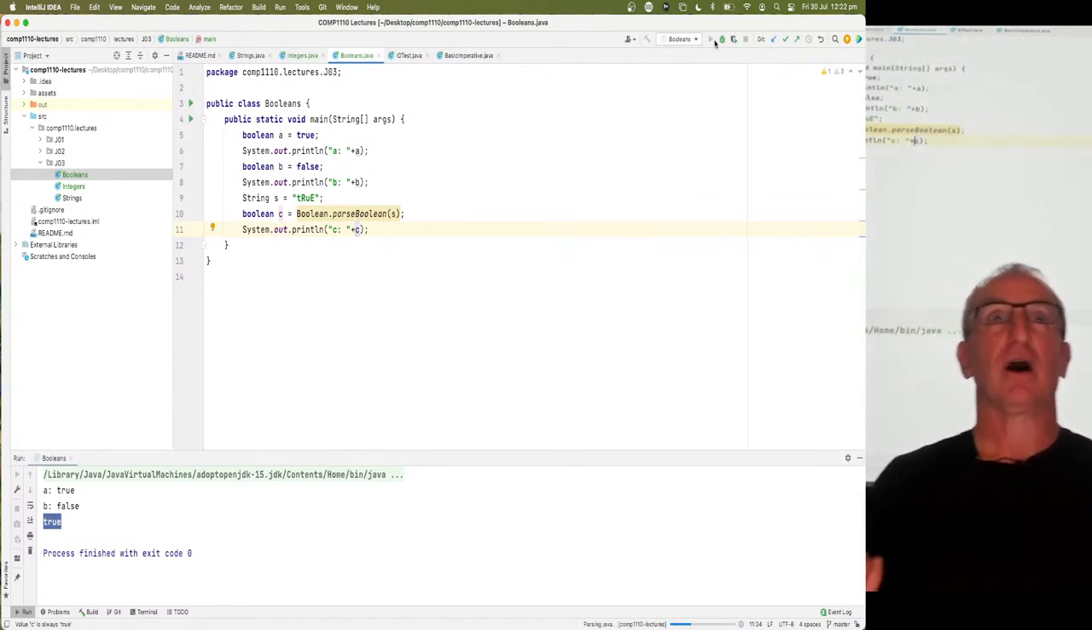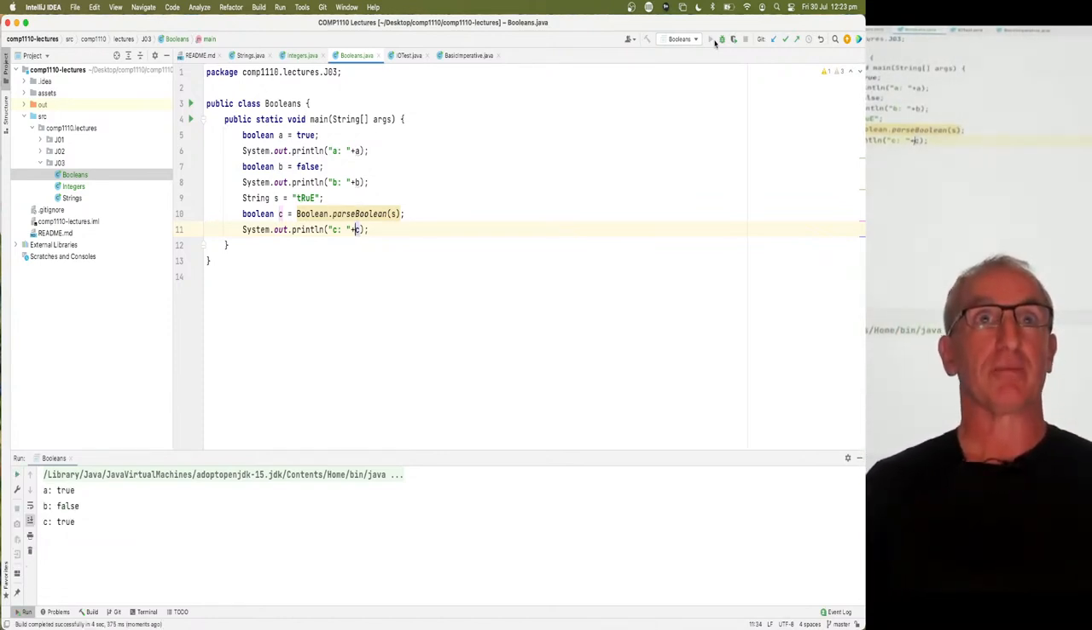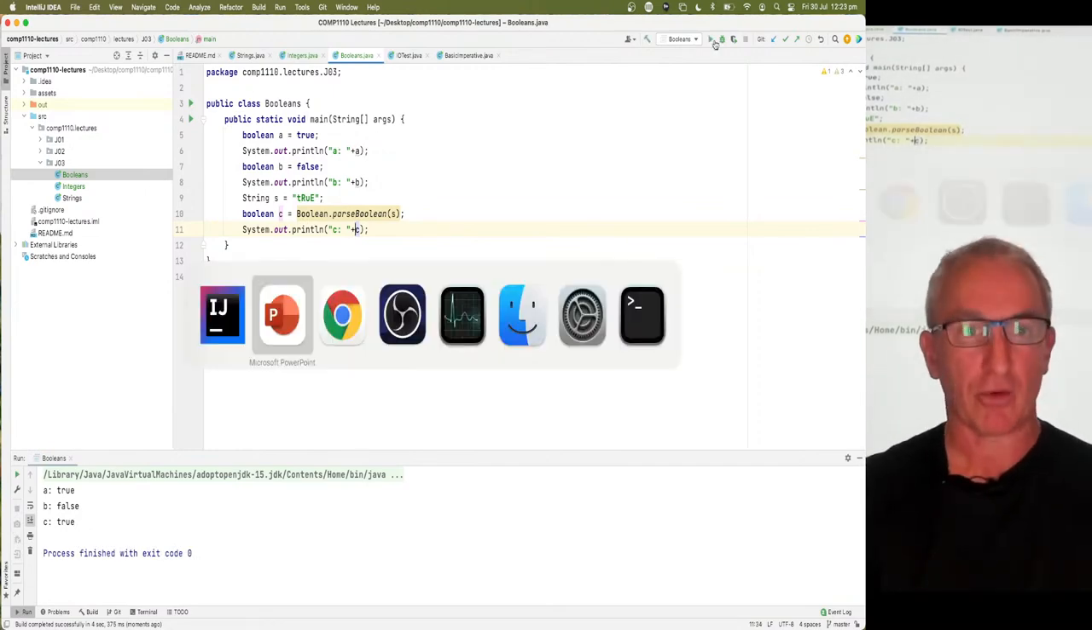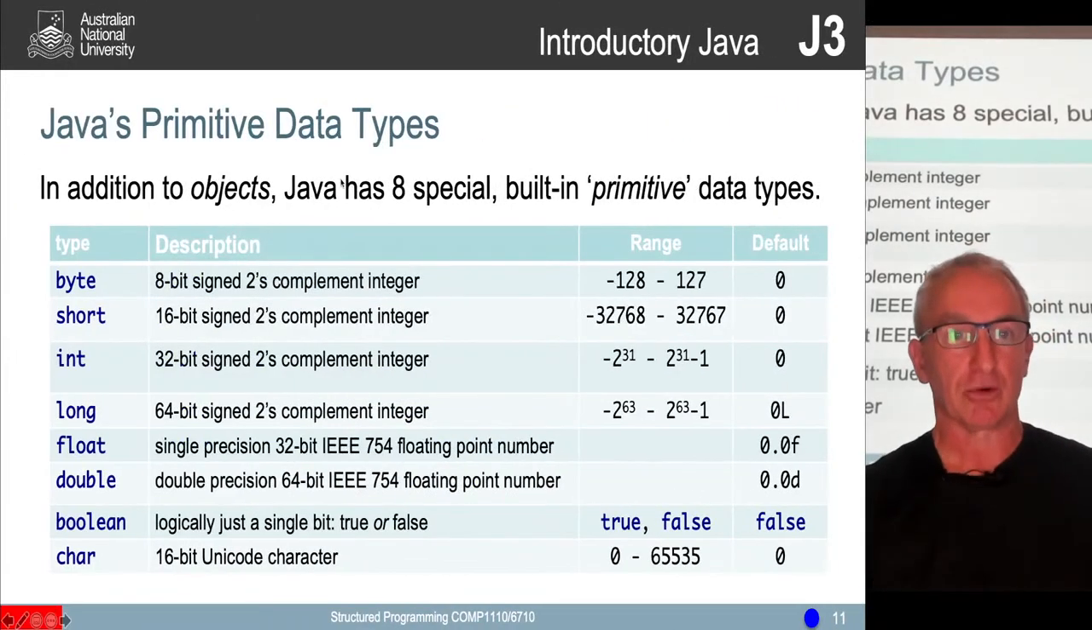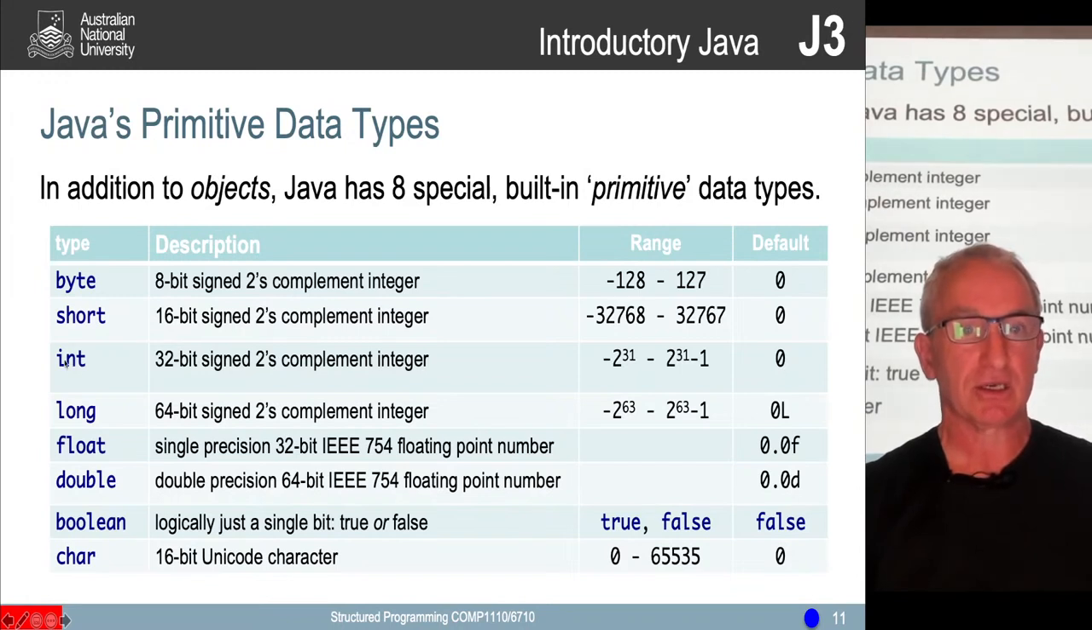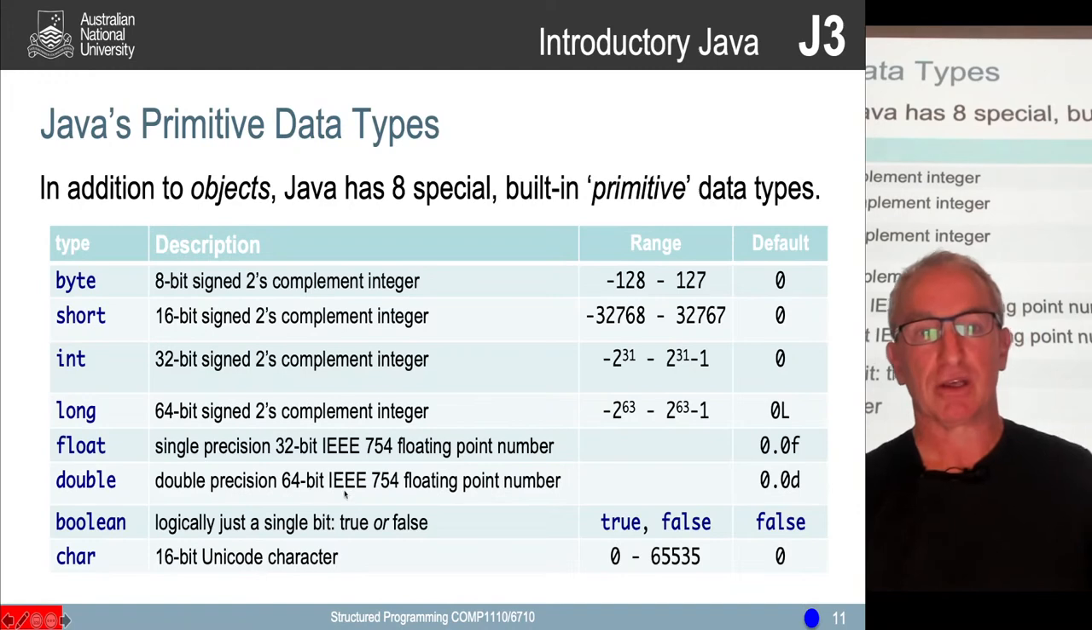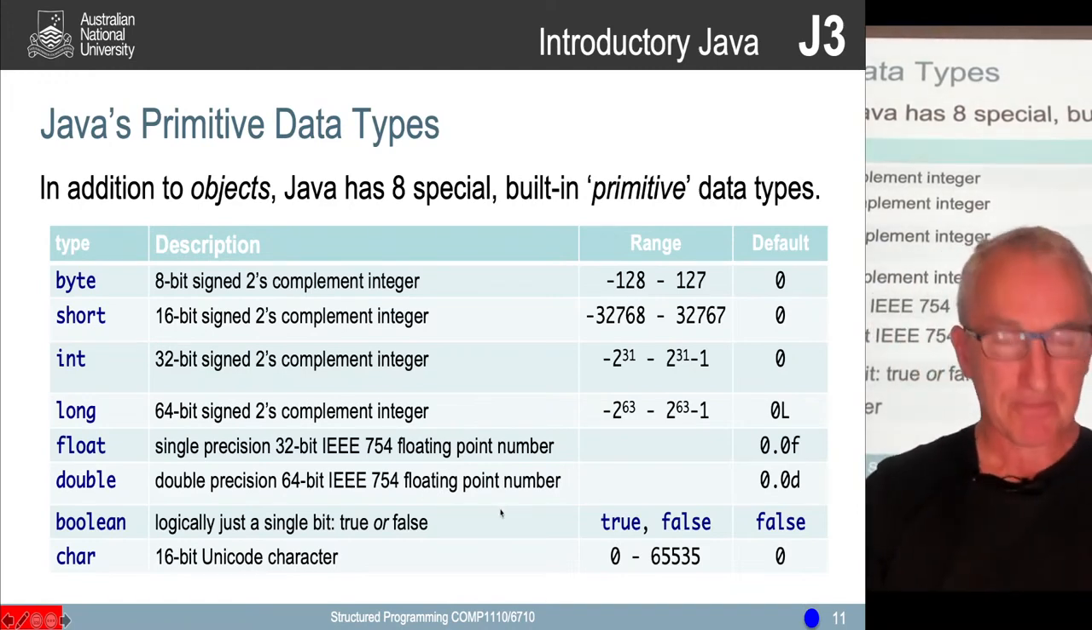Doubles are a way of representing floating point numbers, okay? And we flip back to that PowerPoint slide I was on a moment ago. There you go, there's the doubles. So we just did int, we did boolean, and we're about to do double, okay? Double is a floating point number, okay?